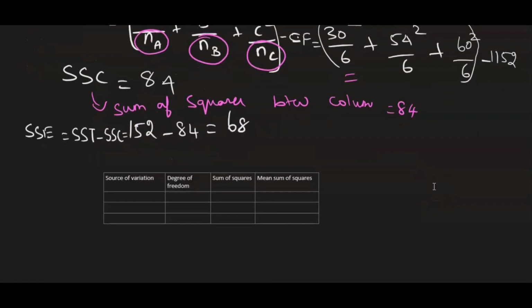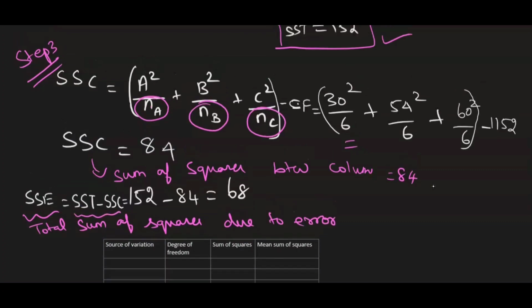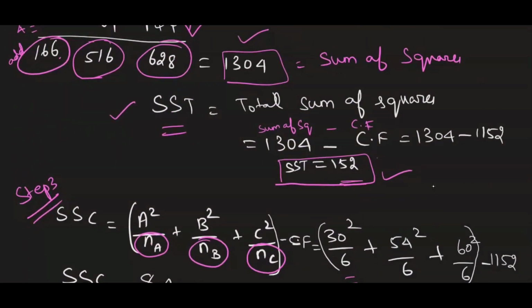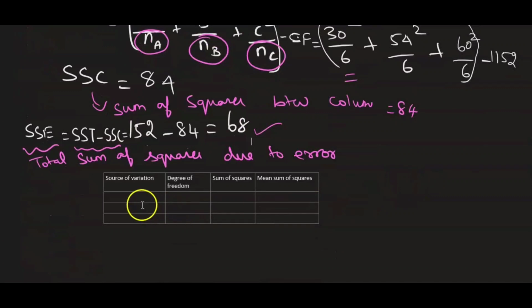So now we are ready with all the values. SSC we got. Now, we have to find the total sum of squares due to error. So, SSE is nothing but the total sum of squares due to error. To find this, the formula is SST minus SSC. SST we have already got as 152, and SSC is 84. 152 minus 84 gives 68, which is SSE. Now your table is ready. You are going to enter the values over here.